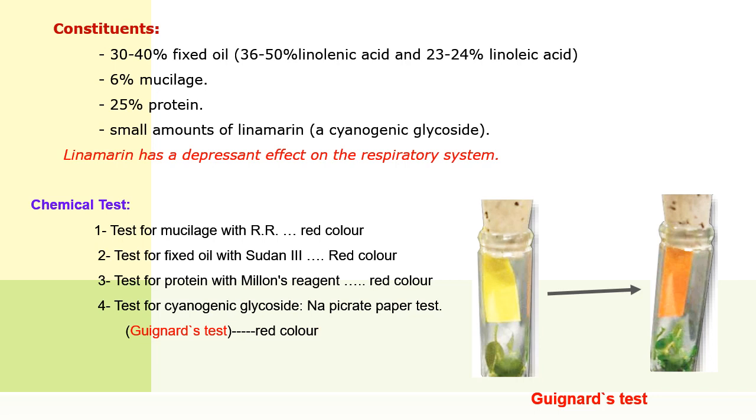The cyanogenic glycoside linamarin can be tested by the Grignard test, where a paper moistened with sodium picrate covers a test tube containing the powdered seed with water heated in a water bath. The yellow color of the paper changes into orange color as a result of release of HCN, which converts the picric acid or sodium picrate into picramate with the orange color.